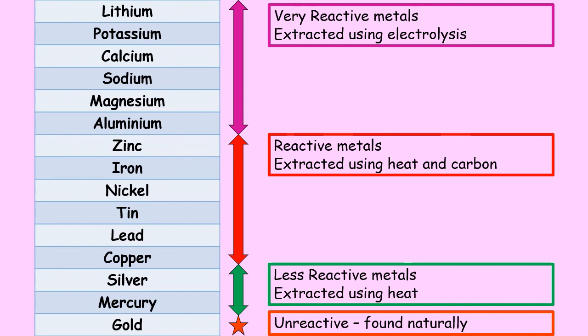And then, as we said, the metals at the top, all the ones on that list ending in IUM, are very reactive and we need to use electrolysis. So that has been a summary of the ways in which metals can be found or extracted from their ores in order for us to then use them for a variety of purposes.